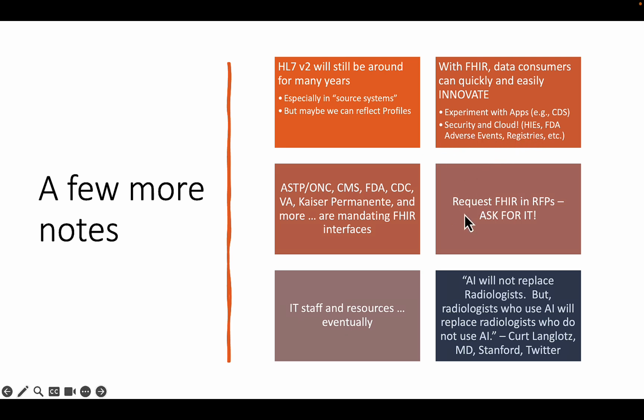However, you need to request FHIR in any request for proposal that your institution sends out to vendors. You have to ask for it. You need to ask for specific FHIR profiles. Here's your stick. Here's your carrot. Vendors will listen if there's money on the line. So if you do not request FHIR in your RFPs, it's just going to take a lot longer, and you're probably done based on HL7 version 2.